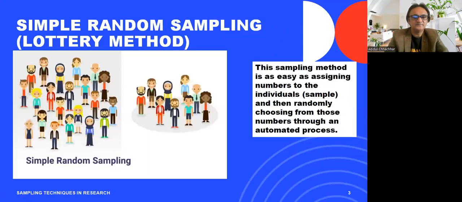Individually we'll be discussing them. Number one, the simple random sampling method. As we know, in all methods we'll be using the lottery or chit method. You can see the picture over here. This sampling method is as easy as assigning a number to individual samples and then randomly choosing from those numbers. This is the total population, and using lottery and chits, these members have been selected. This is what we call the simple random method. All the population has an opportunity to be selected.